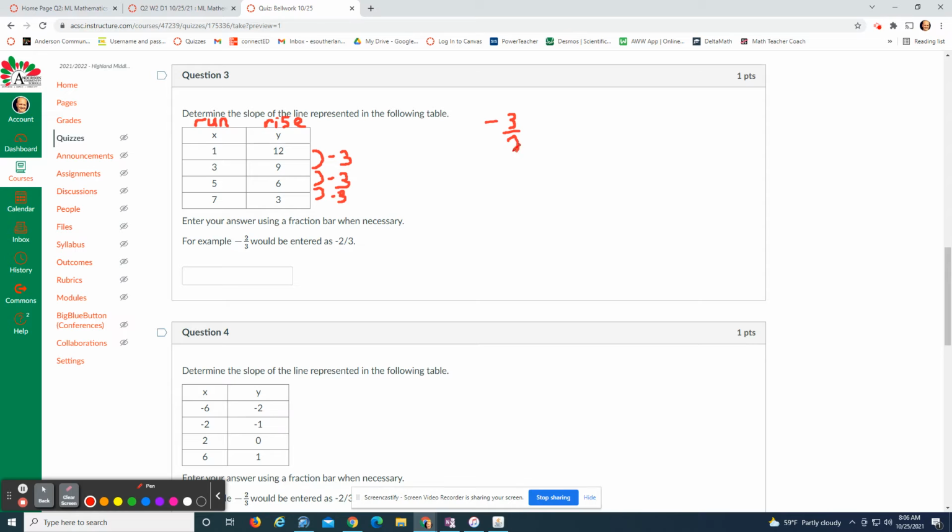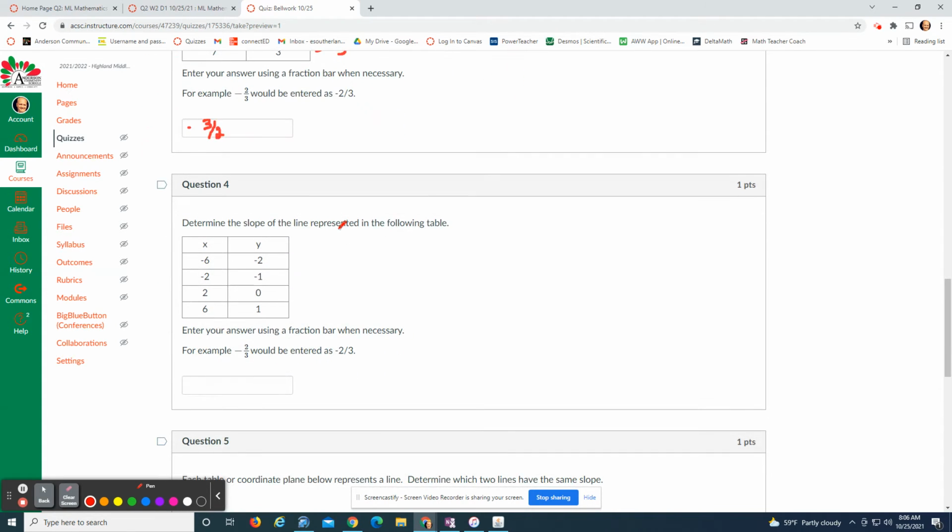2. And how do I figure that out? On this side, it's +2. And we've already defined slope as rise over run. So if this side's +2, +2, +2, then it has to be -3/2. Good job.